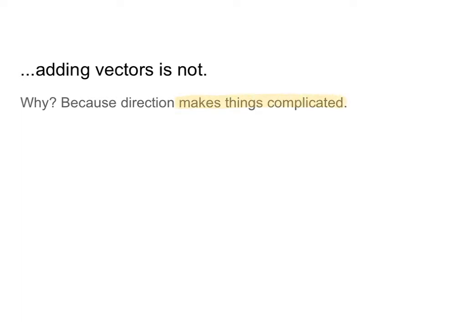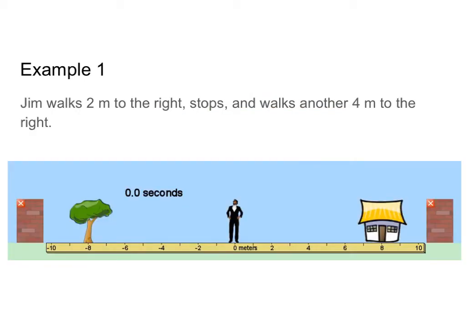So taking 2 steps forward and 2 steps back is going to be added differently than taking 2 steps forward and another 2 steps forward, which is going to be added differently than 2 steps forward and then 2 steps to the left. So we're going to be talking in this video about how we add vectors. And I'm going to go ahead and start by talking about adding vectors in one dimension. So by that I mean moving left or right and not up or down at all.